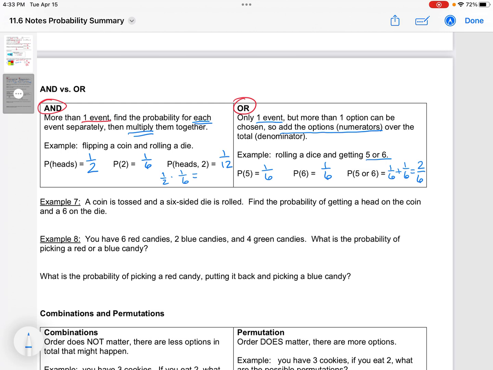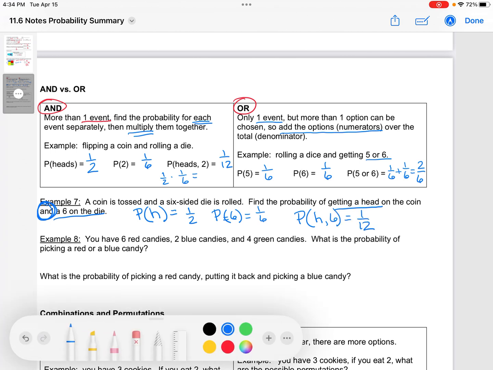Okay. All right, so let's do a couple of these problems. Same thing over here. We're going to want the probability of getting a head and getting a 6. So this is going to be just like the one we just did in our example. Here's our word and. You notice we use P for probability, and then in the parentheses we put what we want to have happen. So getting heads is going to be 1 out of 2. The probability of rolling a 6 is going to be 1 out of 6. So the probability of heads and a 6 is 1 out of 12, because we multiplied them together.